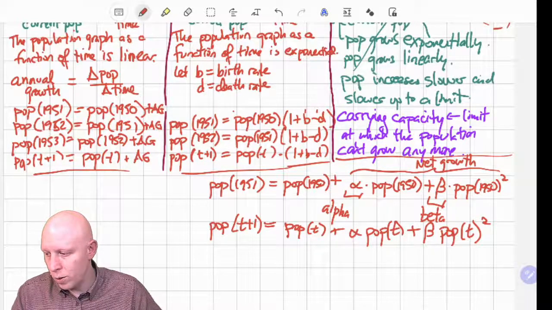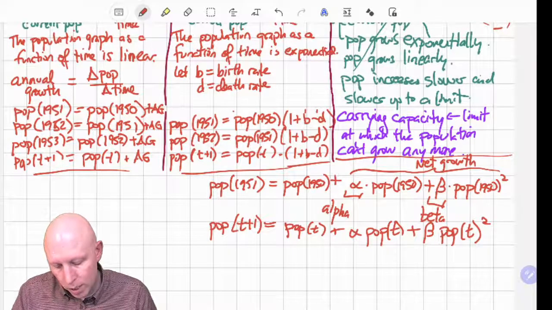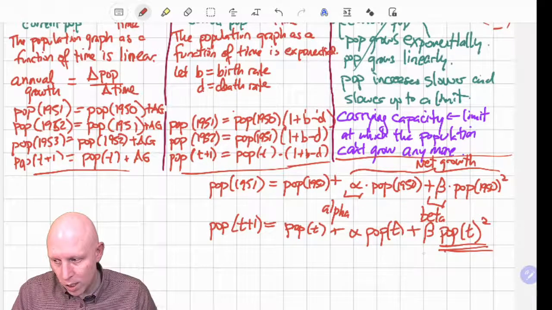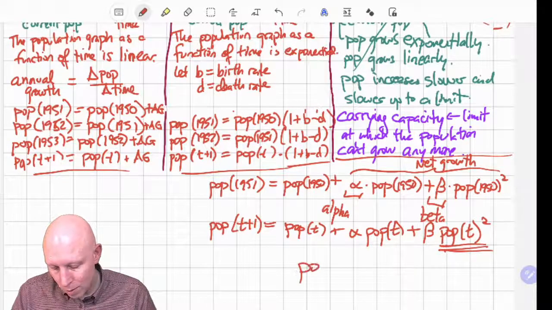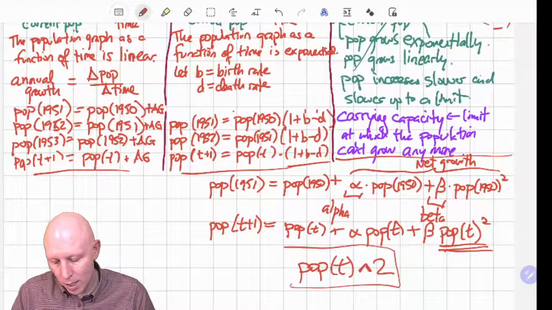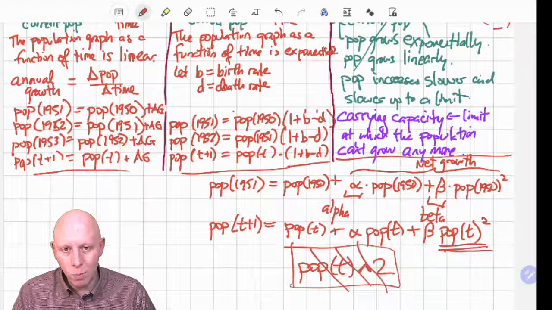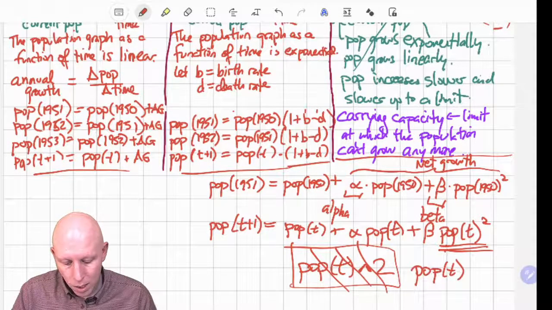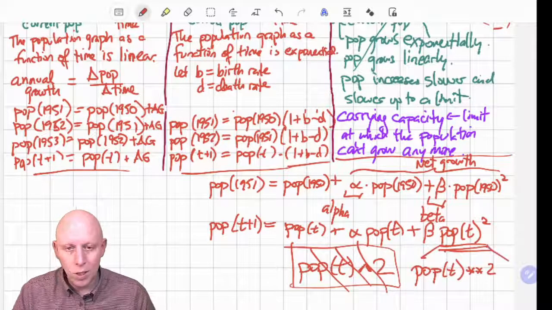All right, so there's one thing that we're going to need when we put this into the computer. Might as well say it now. If we want to take something and square it, you do not use, where you may be used to writing something like pop of t squared, caret 2. In Python, that's not the way to square something. In Python, the way to square something is you write pop of t star star 2. That's how you're going to do that.